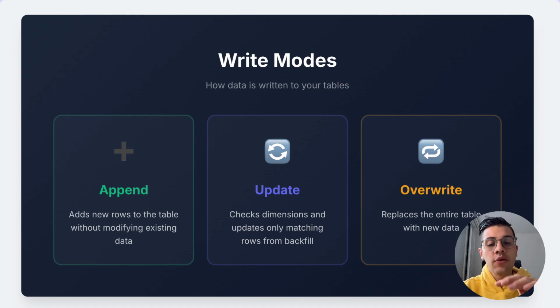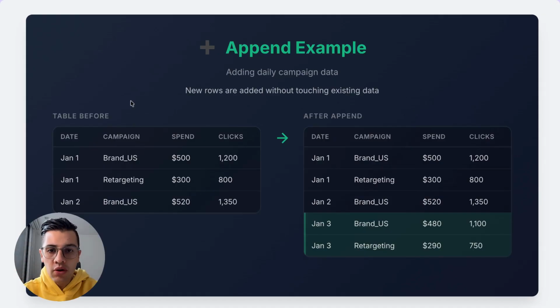Let's see an example for each mode. Here we have an example of the Append mode. On the left, we have the initial table you created, and it only has 3 rows. Remember that in the Append mode, we always add new rows to the table. So here on the left, now we have 2 more rows for January 3, and each of them is matching with the campaign.